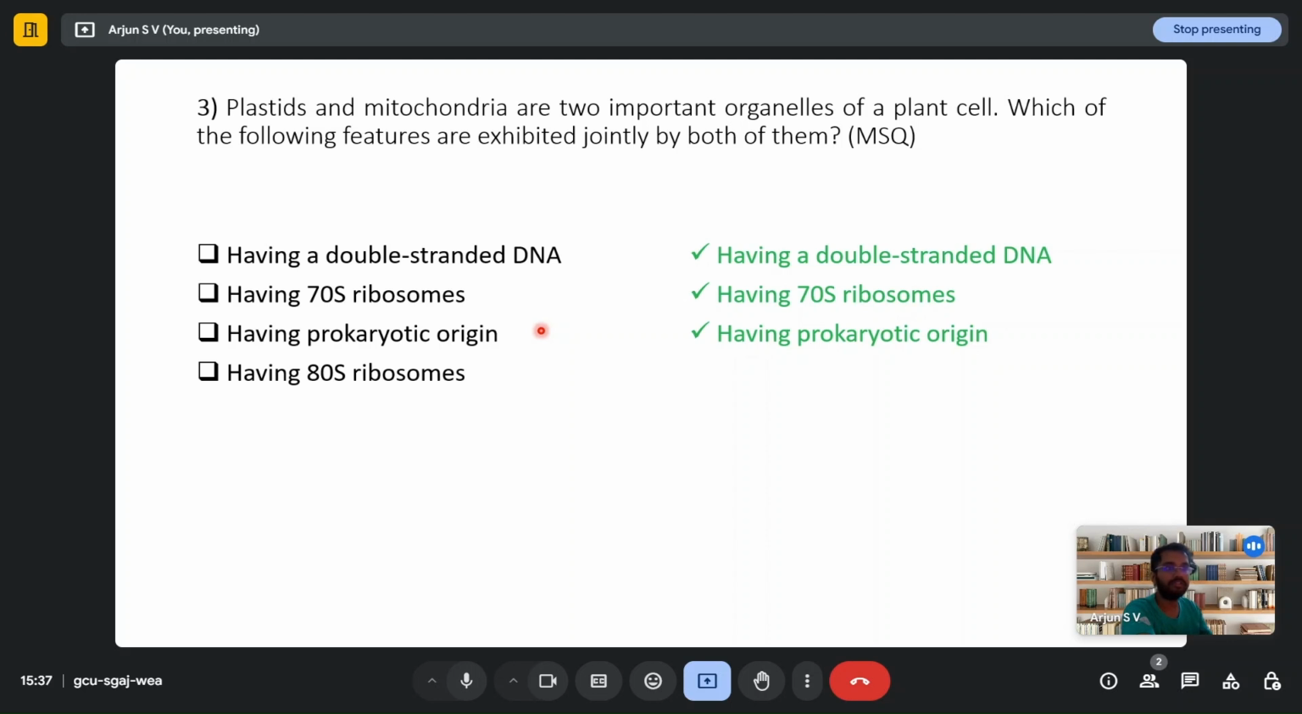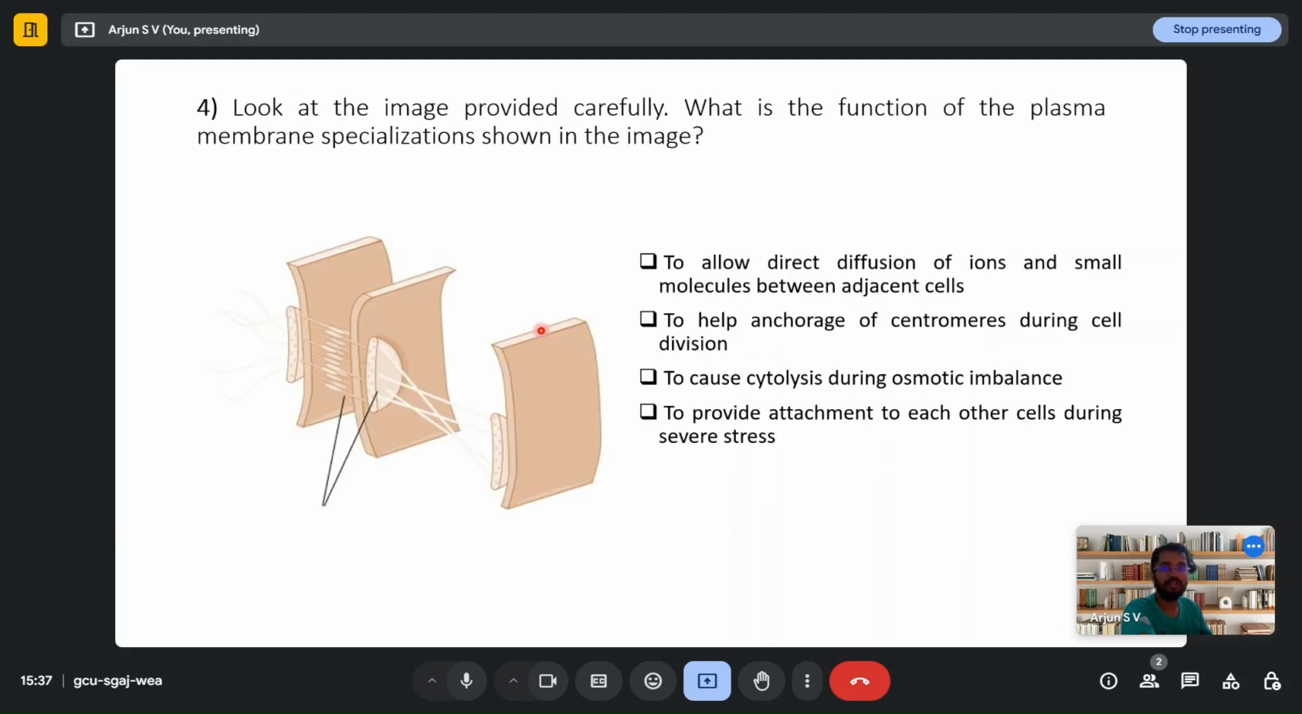So I'll go on to the fourth question. Look at the image provided carefully. What is the function of the plasma membrane specializations shown in the image? So I can look at the image again.